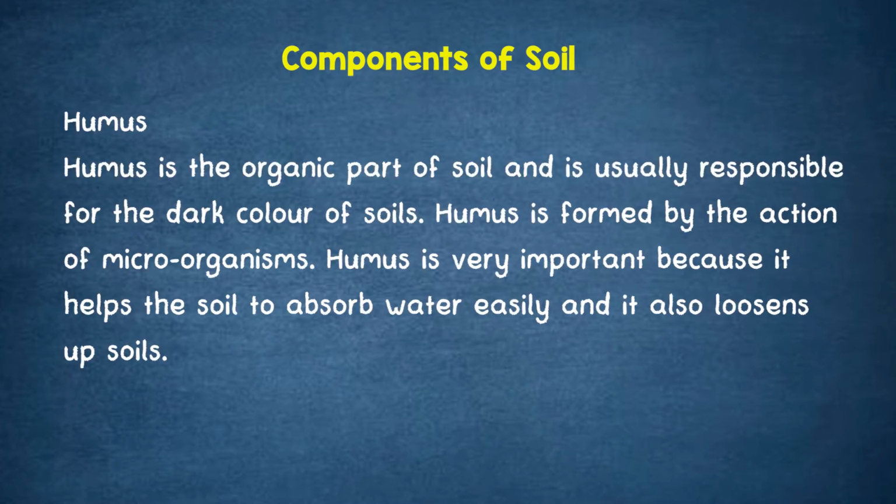In addition to soil component, we have humus. Humus is the organic part of the soil and is usually responsible for the dark color of soil. Humus is formed by the action of microorganisms. Humus is very important because it helps the soil to absorb water easily, and it also loosens up soil. Can you think of any other function of humus?